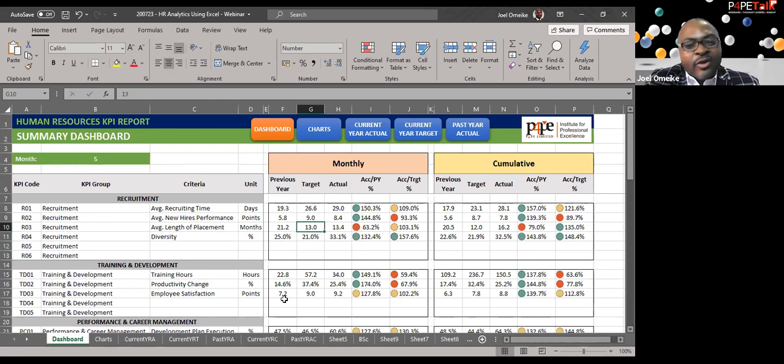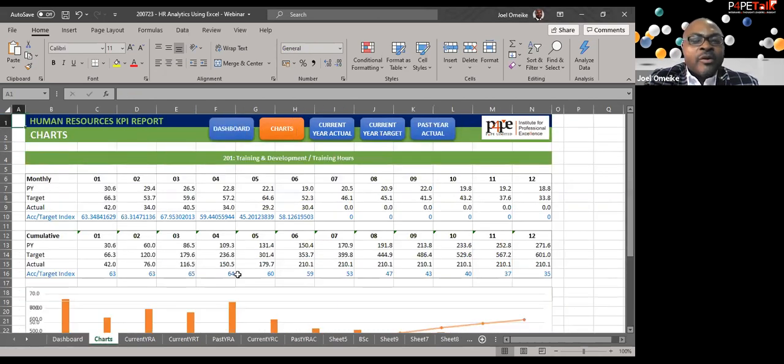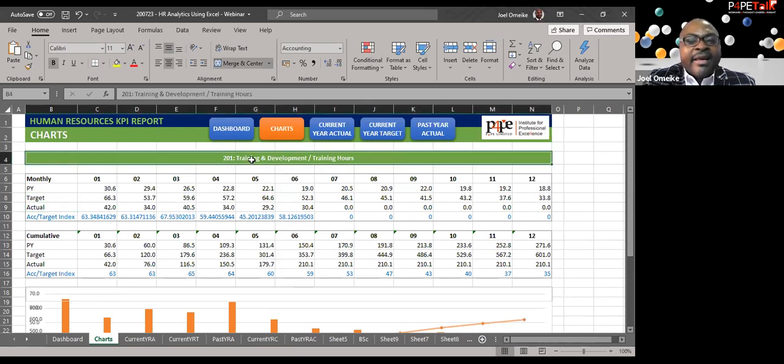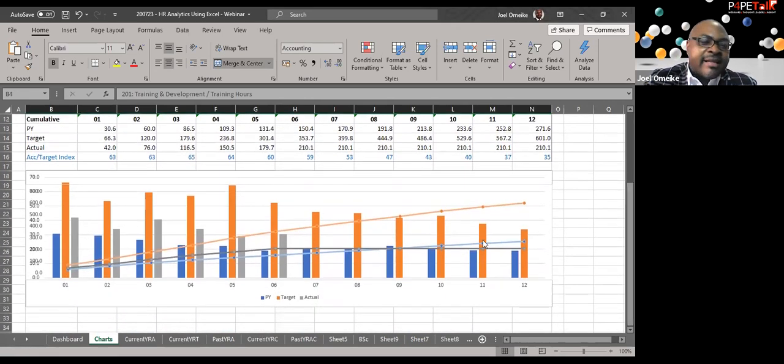Then there's a chart. I generated a full-time chart in this particular area. Using this data, a chart was generated. So you have here the previous year, the target that we're supposed to achieve, and then the actual that was achieved. Based on this chart, what I'm looking at here is training and development, and training hours. How did we do in this particular area? So that's our training and development, year in, year out.